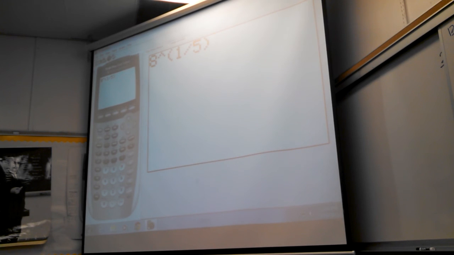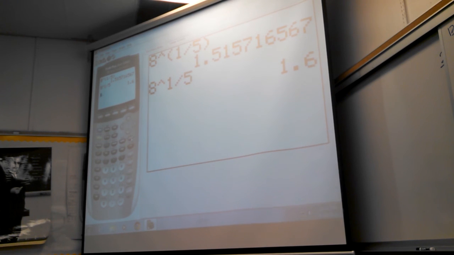So I can just do 8 to the... Now, why do you think I put this in parentheses? If I did 8 to the 1 divided by 5, that's going to do 8 to the first, and then divide that by 5. So that's going to be complete crap. It's funny that it comes out really close. You guys semi with me here?